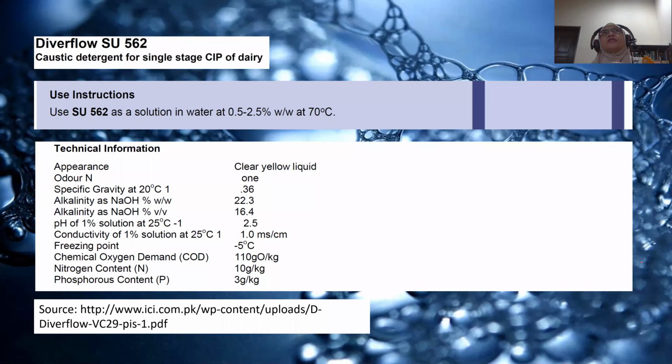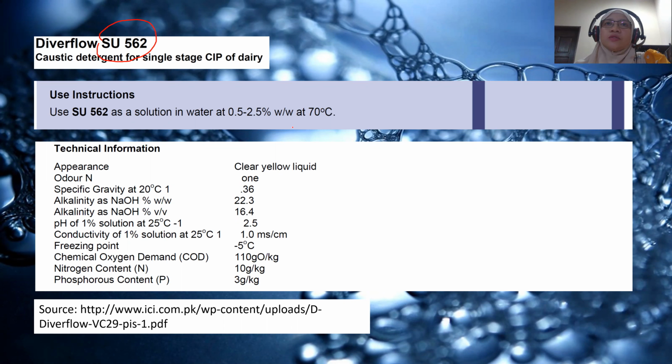Important to note as well, in most chemical products, the chemical is actually concentrated: concentrated cleaners, concentrated sanitizer. This is some information that I extracted from the product info of Diverflow SU562. This is a product from Diversey. Okay, so this is the name of the product.